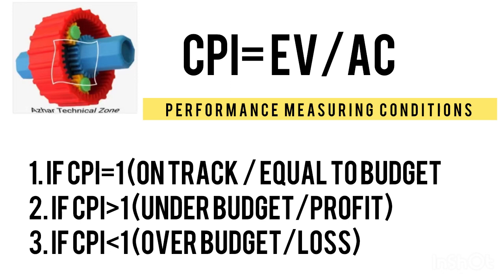Then moving forward to the second condition, CPI greater than 1. If CPI is greater than 1, it means your project is within the budget. How? We will see. When CPI is greater than 1, I am saying within the budget. It means the earned value you have claimed is 100,000, I am just giving an example, and your actual cost is 50,000. If you divide 100,000 by 50,000, it becomes 2. So this 2 is greater than 1.